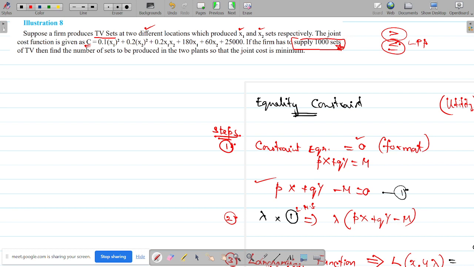So in this category, it becomes a constrained optimization problem. So you have to find the number of sets to be produced in the two plants so that the joint cost is minimum. So let me have the cost function here. So cost function C is given to be 0.1 x1 square plus 0.2 x2 square plus 0.2 x1 x2 plus 180 x1 plus 60 x2 plus 25,000. Okay. And I have this equality constraint.